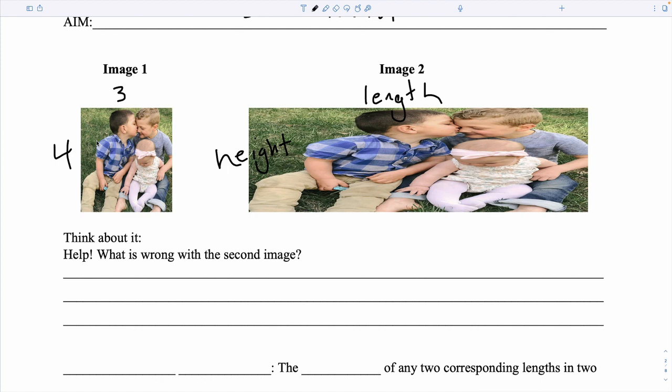Get ready to chat with your partner. 30 seconds. Finish up writing and share out what you think went wrong. Go.